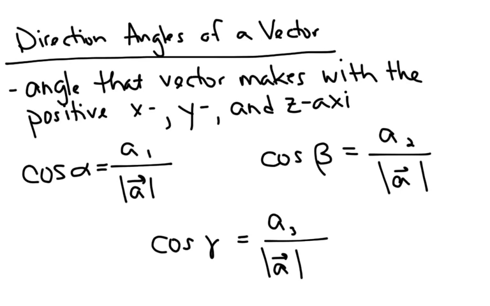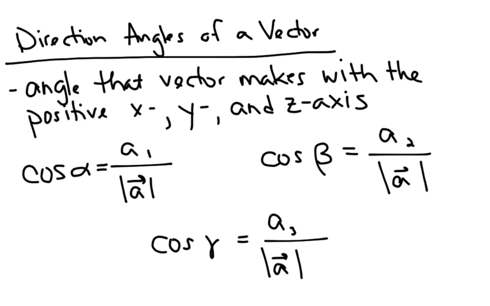The direction angles of a vector. When you draw a vector in the 3-dimensional coordinate plane, you have an angle between that vector and each of the axes. These are called direction angles, and we're going to use the Greek letters alpha, beta, and gamma instead of theta for these 3 particular angles.